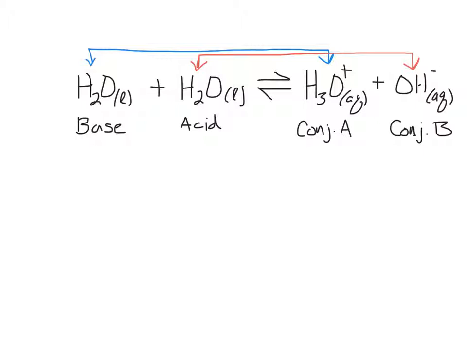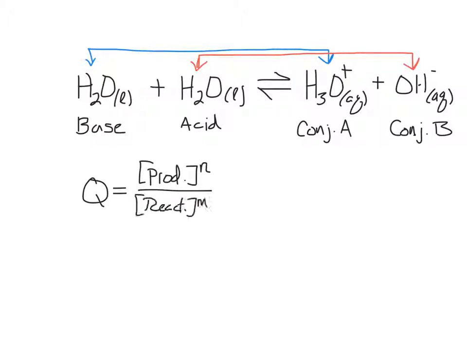Let's write the reaction quotient for this reaction. The reaction quotient is, as always, the concentration of the products over the reactants raised to their stoichiometric coefficients. Both of the reactants in this reaction are pure liquids, and therefore they're not included in the reaction quotient. So the reaction quotient for this reaction is simply the concentration of hydronium times the concentration of hydroxide.